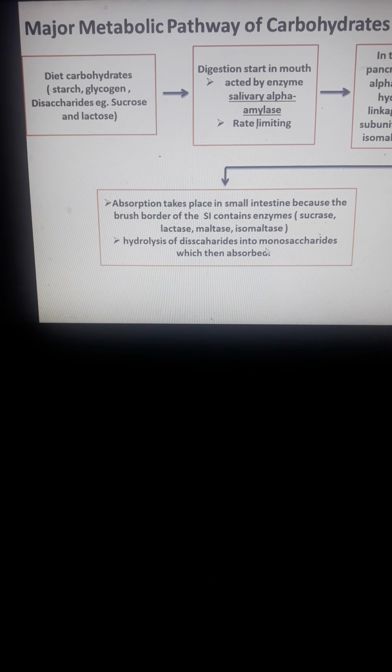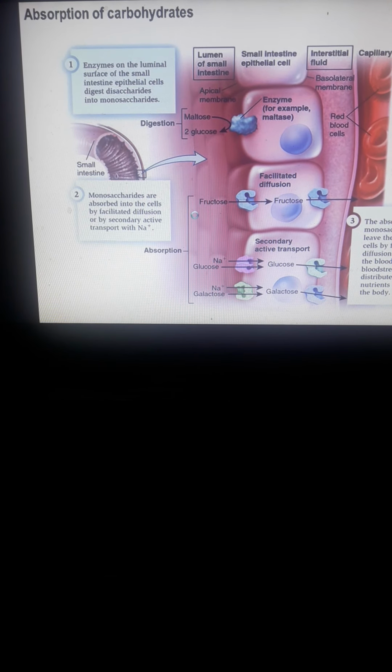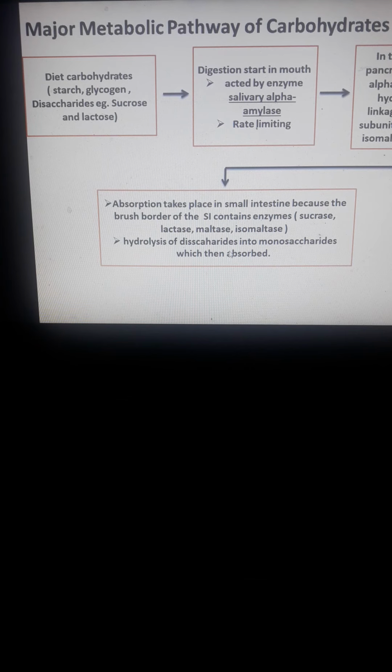which then absorb. So before the absorption process, all polysaccharides will be converted to disaccharides. Okay? And then in a small intestine, before they absorb, they will be converted to monosaccharides, because absorption is based on the size and then the molecular weight of the biomolecules, right? It depends upon the size. So the smaller the size, or the smaller also the molecular weight, it is easy for the absorption process. So that is the purpose wherein polysaccharides are converted into monosaccharides.